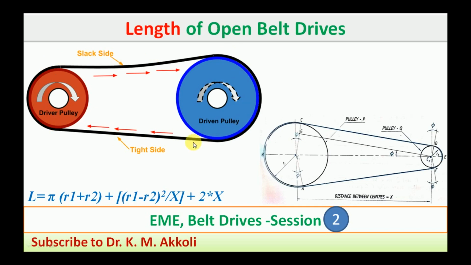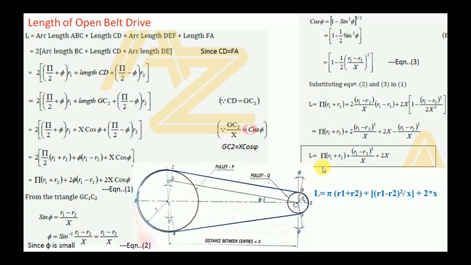To calculate that, we have to use the available data. What are the available data? The radius of the driver pulley, the radius of the driven pulley, and the center distance between the two pulleys, which we can know easily. From that we can calculate the length of the open belt drive. Then we can wrap it properly, and power transmission will have more efficiency and better performance. I will continue with all the considerations in the next slide.